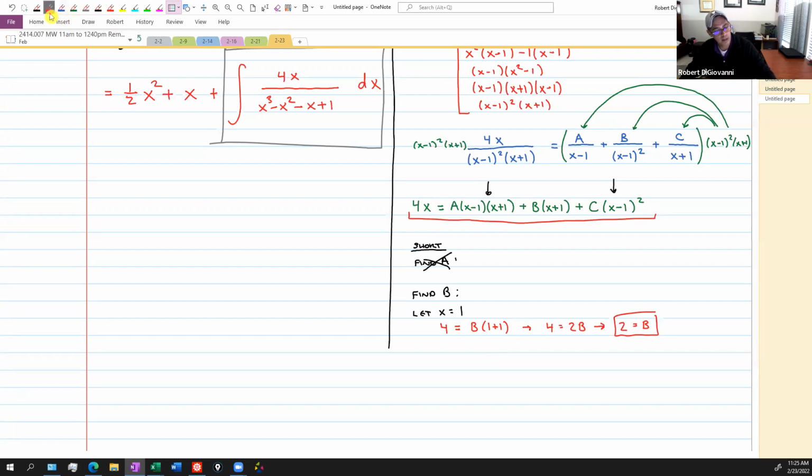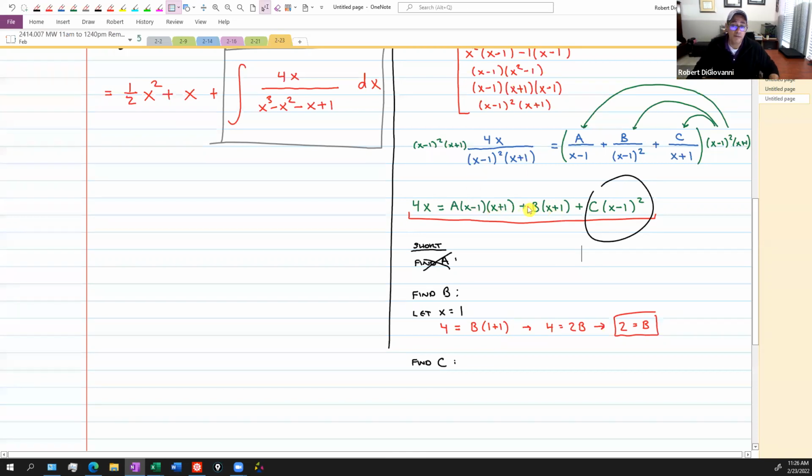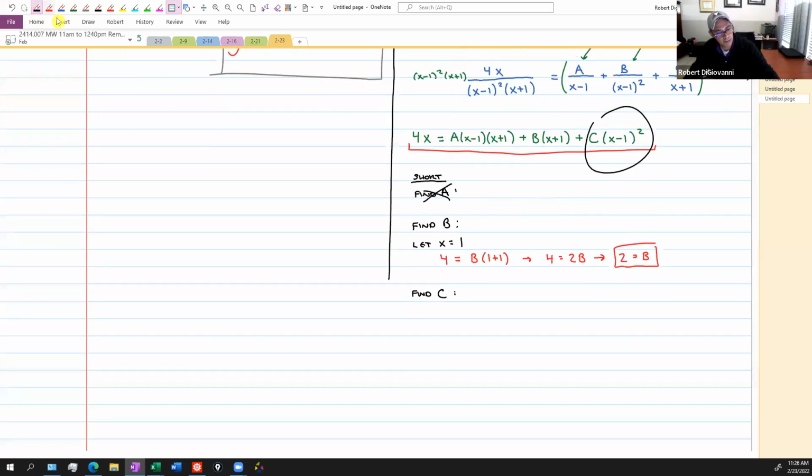Let's find C if we can. To find C, is there a way that I can preserve this one, but kill both of those off? Put in a -1. -1 for X. And then again, rewrite the whole thing, replace all the X's with -1s. So we should get -4 this time because I replaced that X right there with -1. We know that -1 in here is going to kill this off. We know that -1 in here is going to kill this off. And over here, we're going to get C times (-1 minus 1) squared, which is -4 equals, let's see, -1 minus 1 is -2. -2 squared is 4.